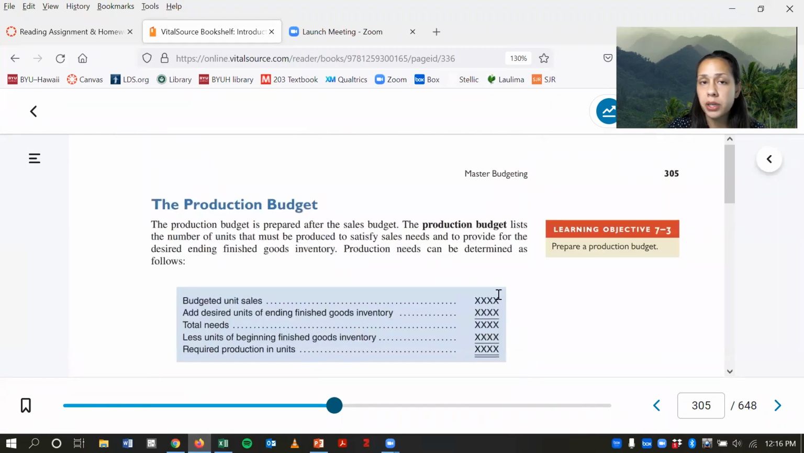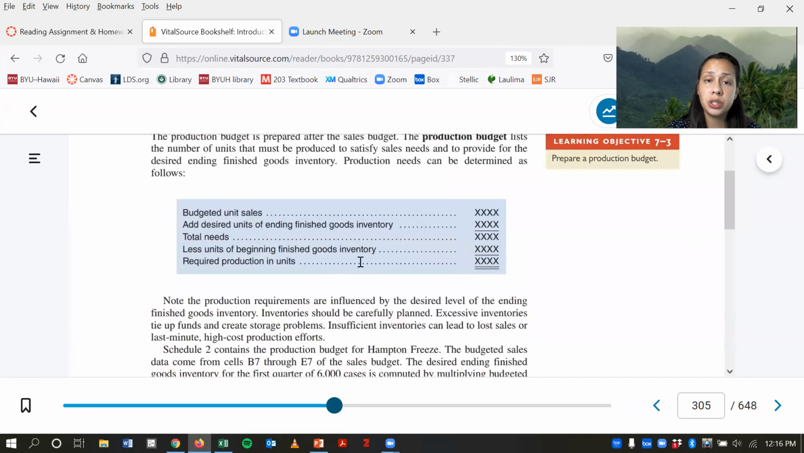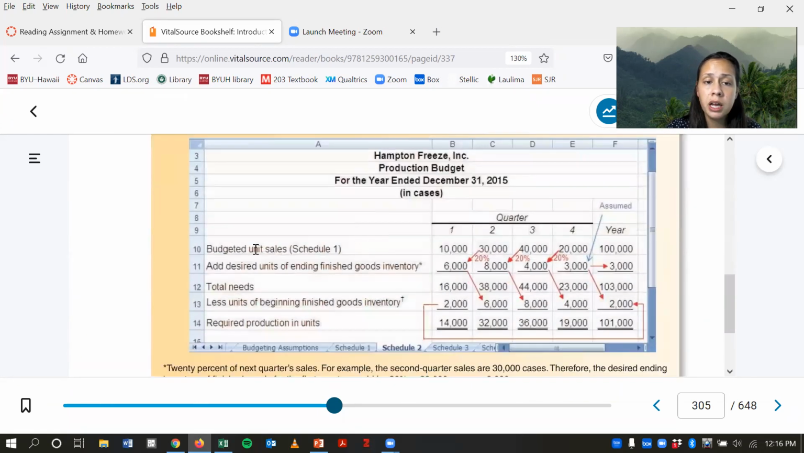This is the format that I'm going to use for a production budget. Remember, we're going back to the projected or budgeted unit sales. So we're not using the total sales dollar amount, we're using budgeted unit sales. So we'll go back to that number. I have all my quarters. I'll put my budgeted sales, add desired ending units of finished goods inventory. And over here, this is 20%, but I want 15% of the following quarter's sales. So I will have a 15% inventory.